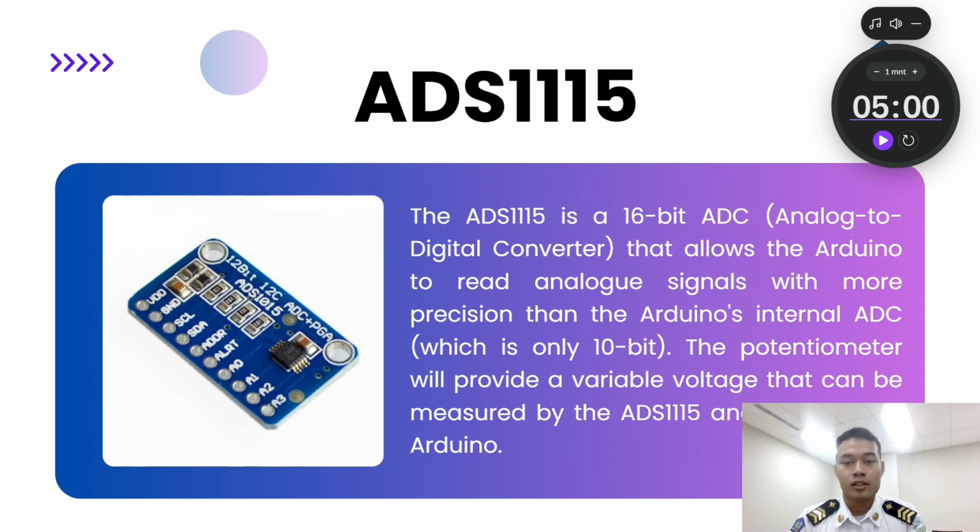The ADS1115 is a 16-bit analog to digital converter, or ADC, that allows the Arduino to read analog signals with more precision than the Arduino's internal ADC, which is just 10-bit. And the potentiometer will provide a variable voltage that can be measured by the ADS1115 and read by the Arduino.